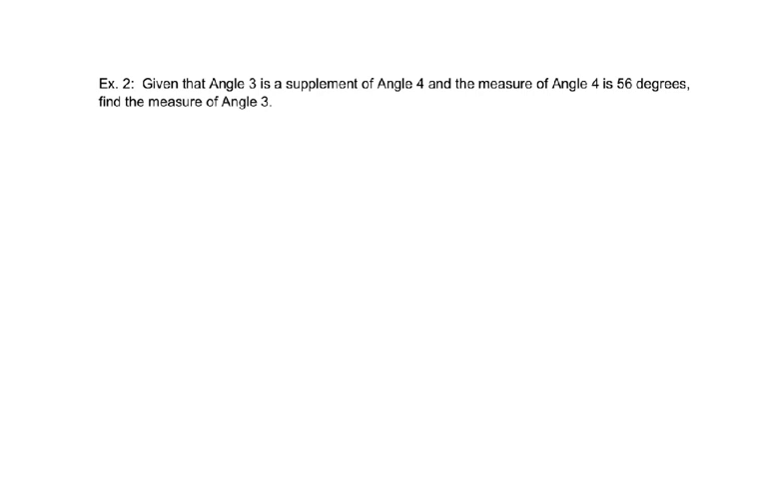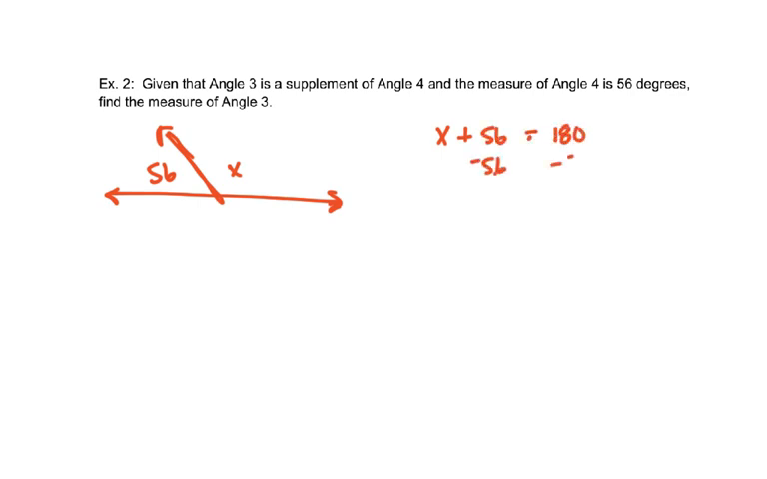And this one's very similar, given that it's a supplement, so they make a straight line. If one of the angles is 56, the other one is the unknown, they make a straight line, so they add up to 180. Minus 56, minus 56, x equals 124 degrees. Sorry for rushing through this, but definitely want to have this video up for you to learn from today.